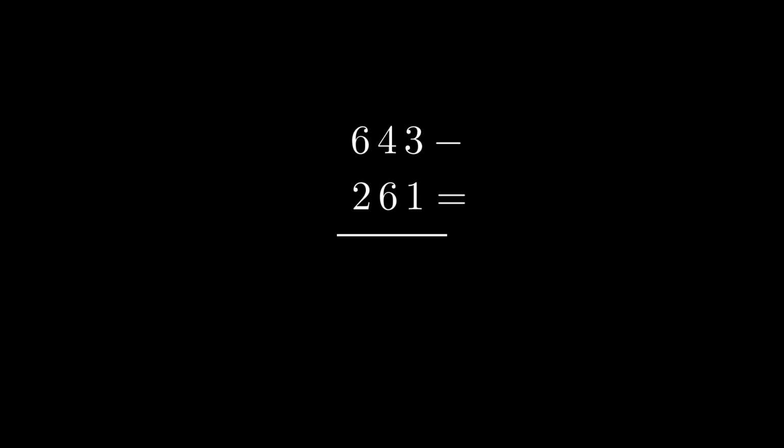Let's also see subtraction written vertically. Here, we're subtracting 261 from 643. We start from the right, 3 minus 1 equals 2. Next, 4 minus 6, we borrow 1 from the 6 to make 14 minus 6, which equals 8. Finally, 5 minus 2 gives 3. So, the total difference is 382.